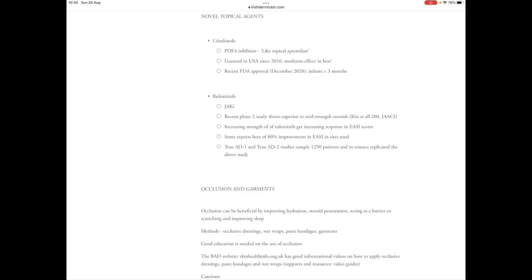It was licensed in the USA since 2016, but its effect probably is quite moderate, and it was recently FDA approved in December 2020 for infants greater than 3 months.